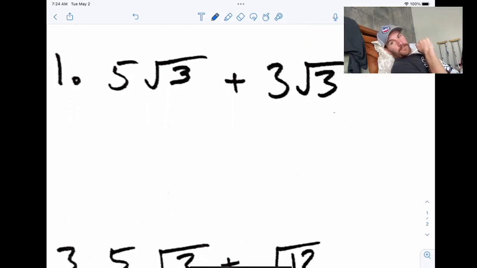All right. If you're here, you've done the work. Okay, so let's go over these. All right, 5 root 3 plus 3 root 3. First of all, we want to match up the radicals. Oh, look at that. They're already matched up.